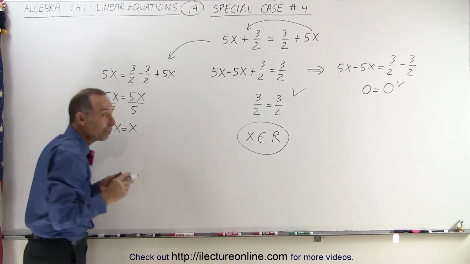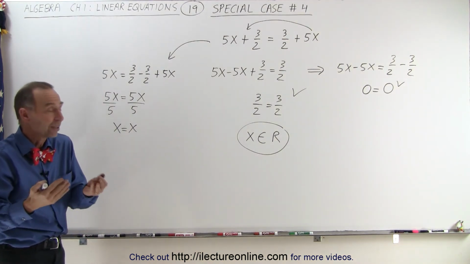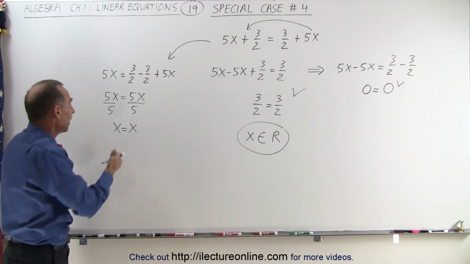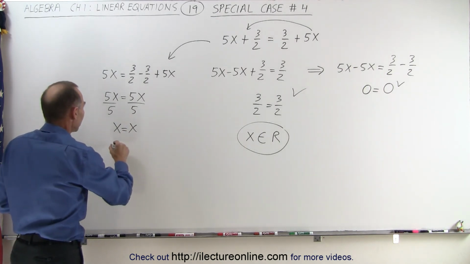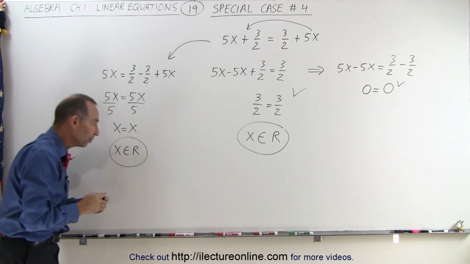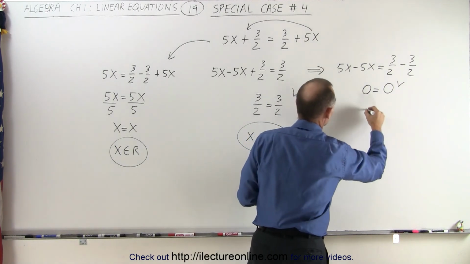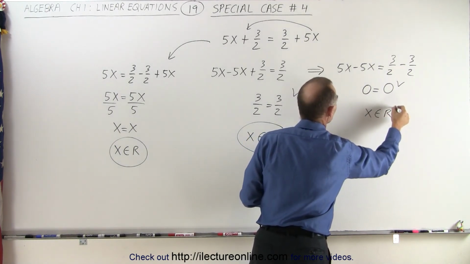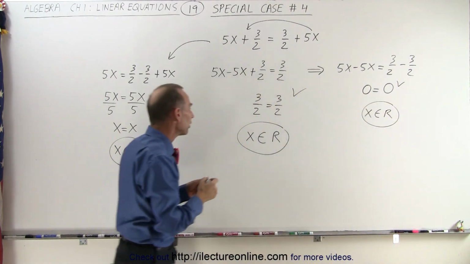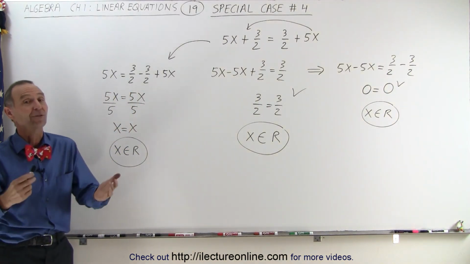Again, just like we saw in the previous video, when x equals x, it doesn't really matter what value x has. X can be any value, and it will always be equal to itself. So therefore, we can also conclude that x is an element of the reals. So it doesn't matter in which way you approach this problem, x will always be an element of the reals in any solution that you come up with in this particular case. And that's why we call it special case number 4.